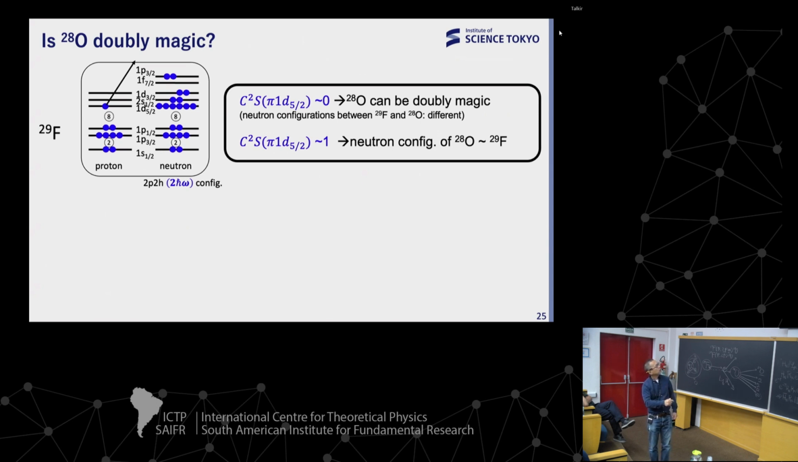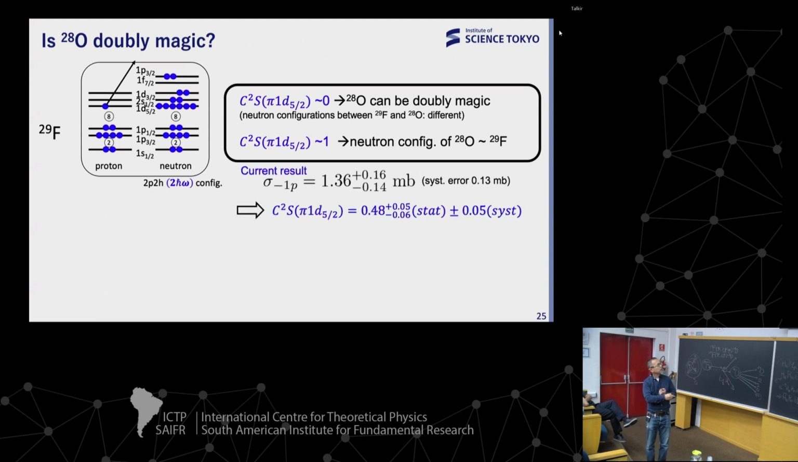So this means that if oxygen-28 has a large overlap with fluorine-29, then the 2ħω configuration persists in oxygen-28. That means that oxygen-28 is not doubly magic. But on the other hand, if oxygen-28 is doubly magic, the configuration of neutrons is totally different between fluorine-29 and oxygen-28, so that the overlap becomes nearly zero. Okay, so this is the concept which we used.